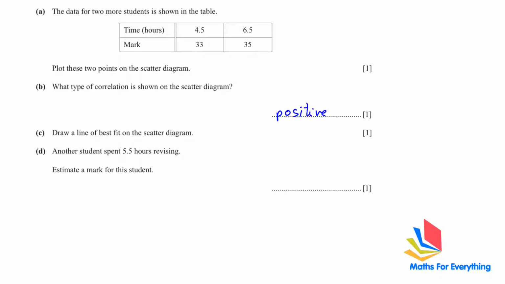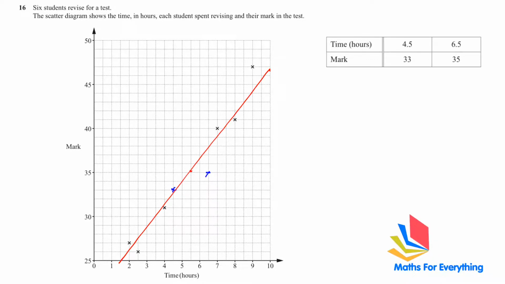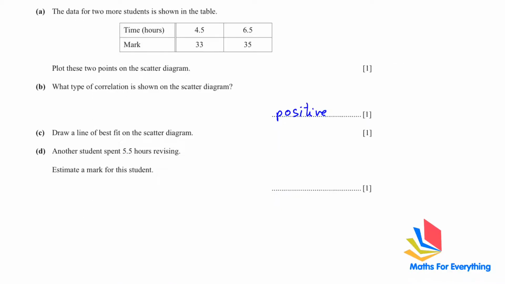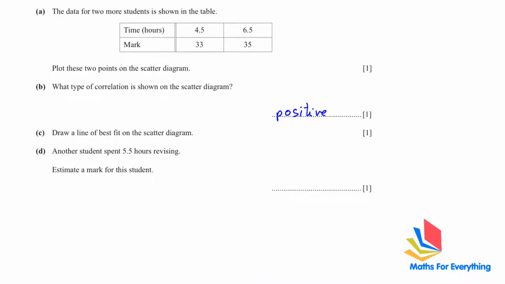Next, draw a line of best fit on the scatter diagram. When you draw a line of best fit, try to have equal number of points on either side of the line. So this is the line of best fit. Next question. Another student spent 5.5 hours revising. Estimate a mark for this student. We have already drawn our line of best fit. 5.5 hours is here. What is the corresponding mark? It's 35.2.